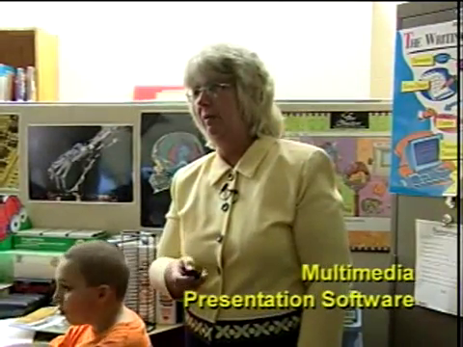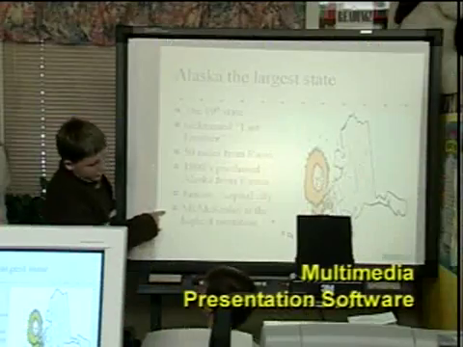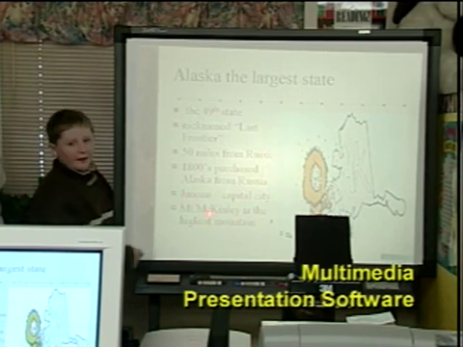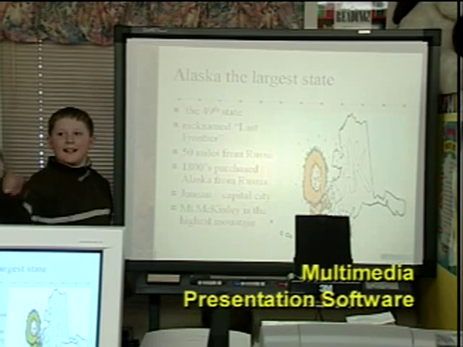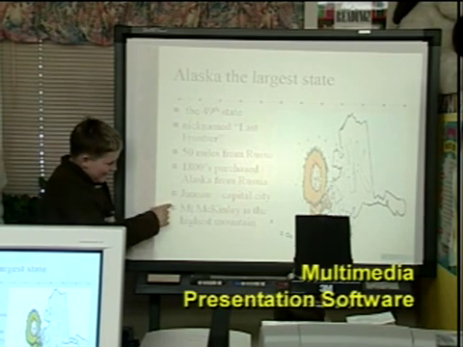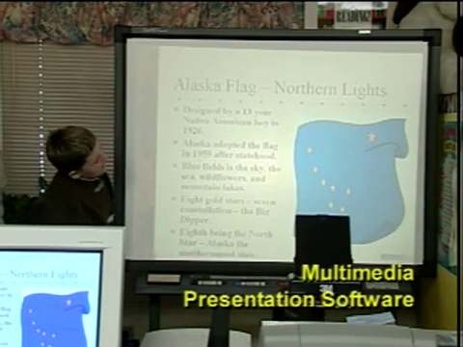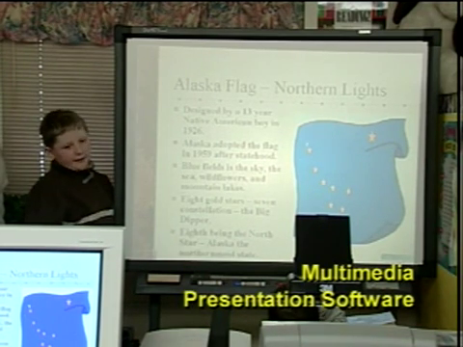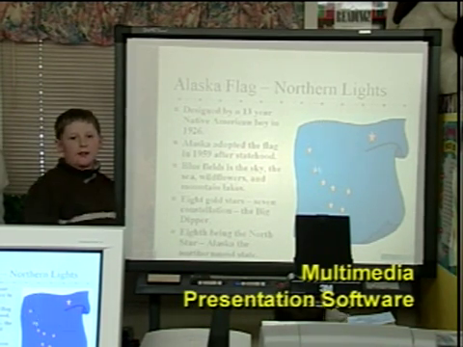And what's the capital of Alaska? Juneau. And what's the highest mountain peak in Alaska? Mount McKinley. Good for you, good job. All right. This is Alaska's flag. This is the Northern Lights. This kid made it when he was 13.